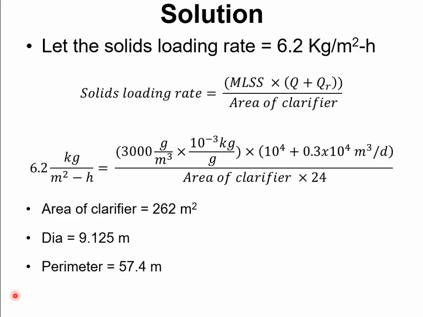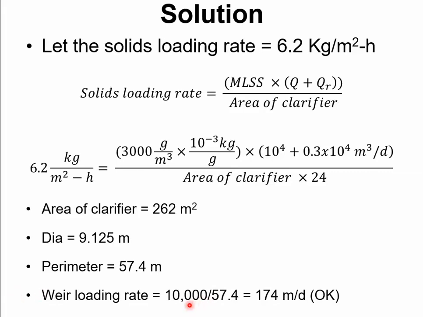Now you are able to determine the value of weir loading rate, which is discharge over weir length. So weir length for circular tank is the perimeter, the whole of the perimeter. So we divide it and get the value of 174 meters per day, which is less than the maximum permissible limit, which is 250 meters per day. So this is how you design a secondary clarifier for a suspended growth process.